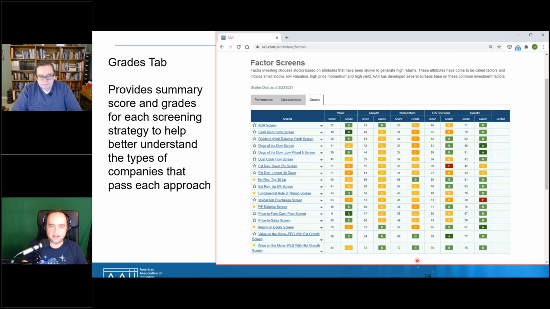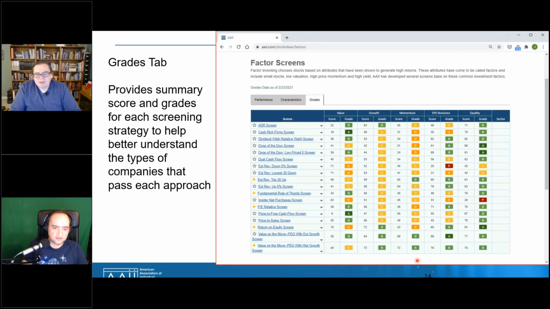James asks, and I'll extrapolate his question a little bit, what's the value of a screen for earnings revisions down 5%? And then I'll extrapolate further because somebody else asked, what's the value of looking at a screen where the grades are all like D? Is there some value to looking at screens where the performance on some measure is lower?